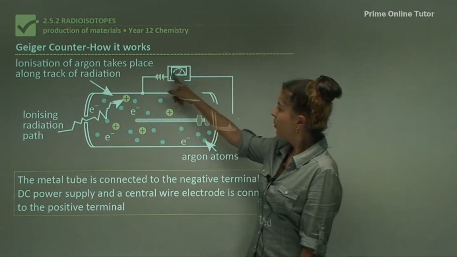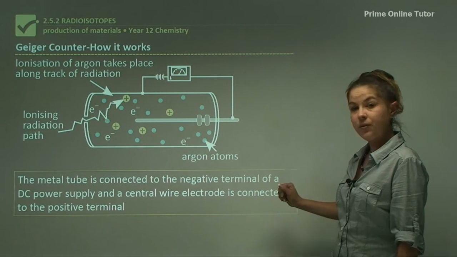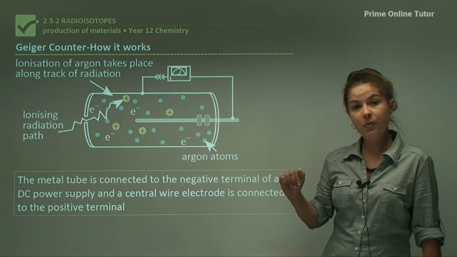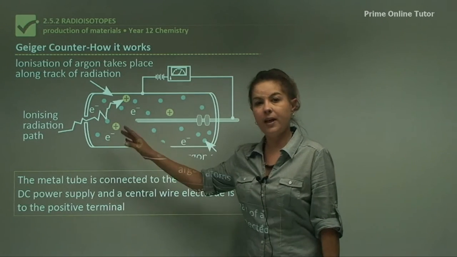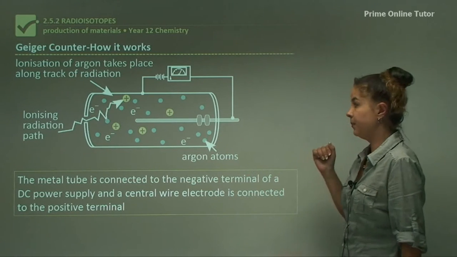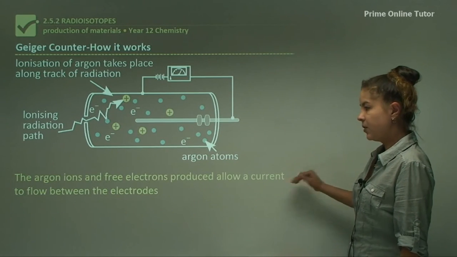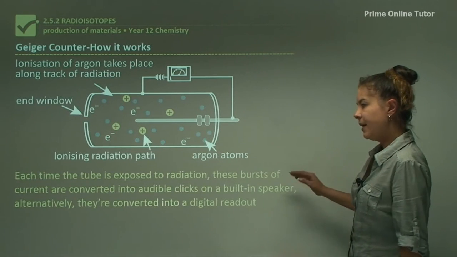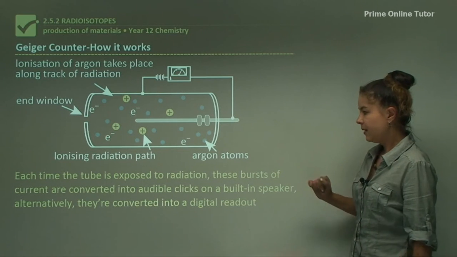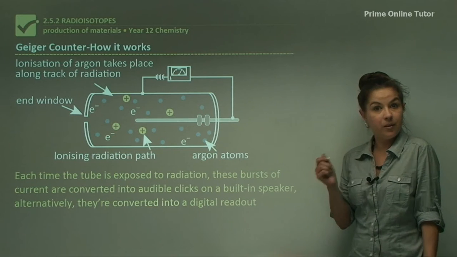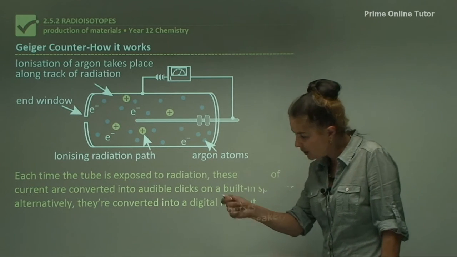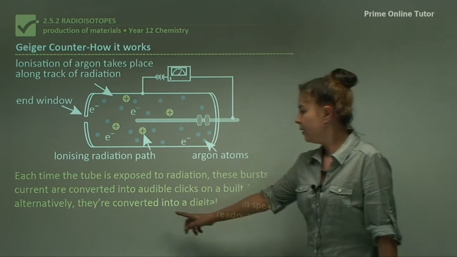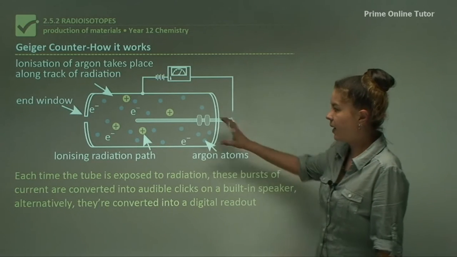So that's why we hook it up to the negative terminal of a DC power supply and a central wire electrode to the positive terminal, and we can count how much ionising radiation is actually going through this Geiger counter. The argon ions and the free electrons allow a current to flow between the electrodes, and each time the tube is exposed to radiation, these bursts of current are converted into audible clicks. You may have heard it when you get a Geiger counter, it goes every time you get close to radiation, and it'll be audible clicks, or you can also convert it into a digital readout so you can see how much radiation is actually happening here.